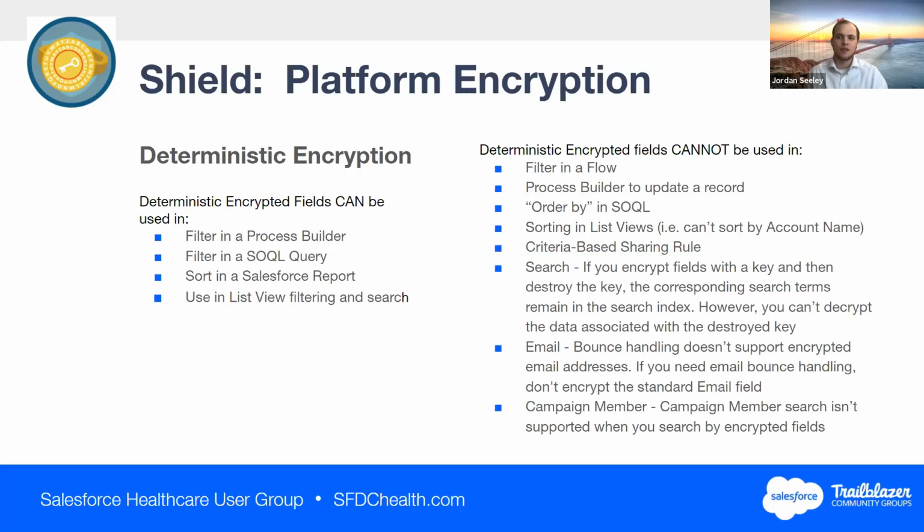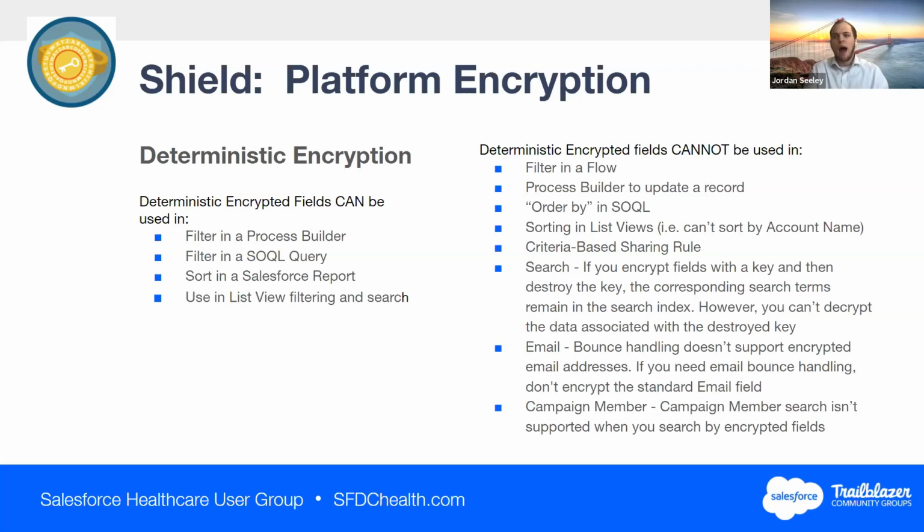I think these are the most important ones that I typically have conversations about, and this is really the reason I point towards deterministic as the mechanism of choice, in my opinion. You can still use a filter within Process Builder, within a SOQL query, within any type of Salesforce report, you can still use the sort function, and you can use it within list views as well. So filtering and search there, which in the probabilistic scheme you won't be able to maintain at that level of functionality.